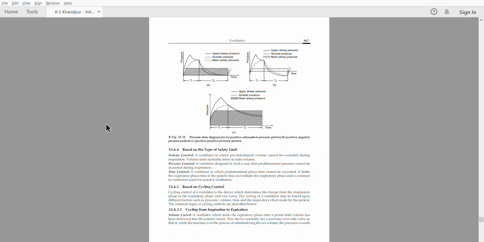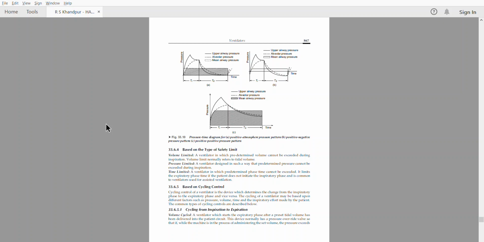In a volume-limited ventilator, the predetermined volume cannot be exceeded during inspiration. So certain conditions require the volume to be controlled, certain conditions require pressure to be controlled, and certain conditions require time to be controlled. Based on these different conditions, the ventilators can be formulated.